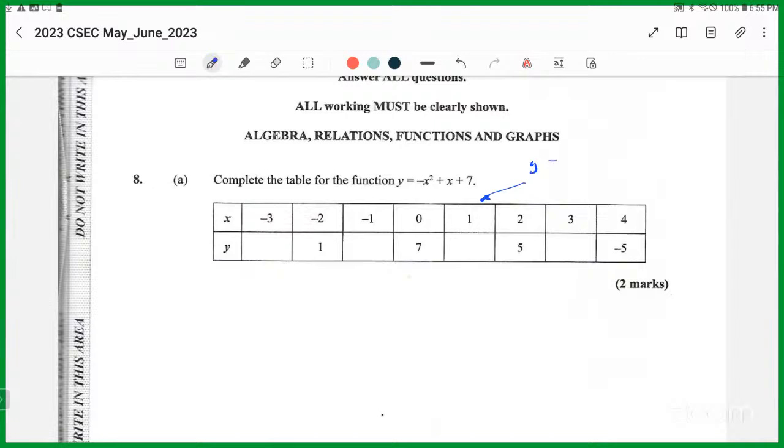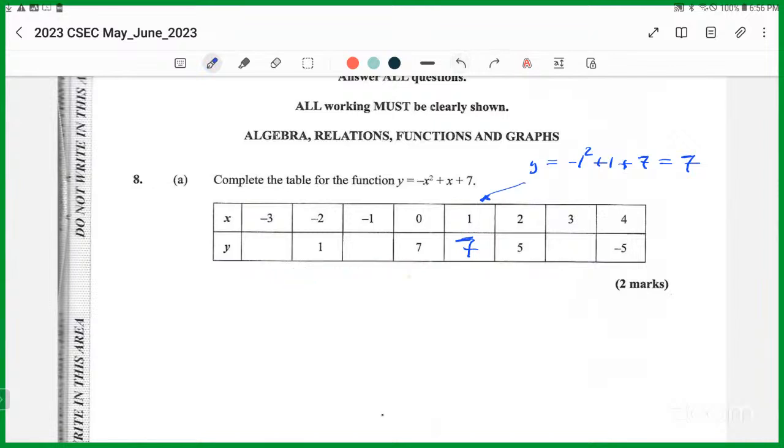y would be minus 1 squared plus 1 plus 7. This is 8 minus 1. 8 minus 1 equals 7. So it's 7. The 7 goes back to 5, so that 7 must go back this way, the same way.